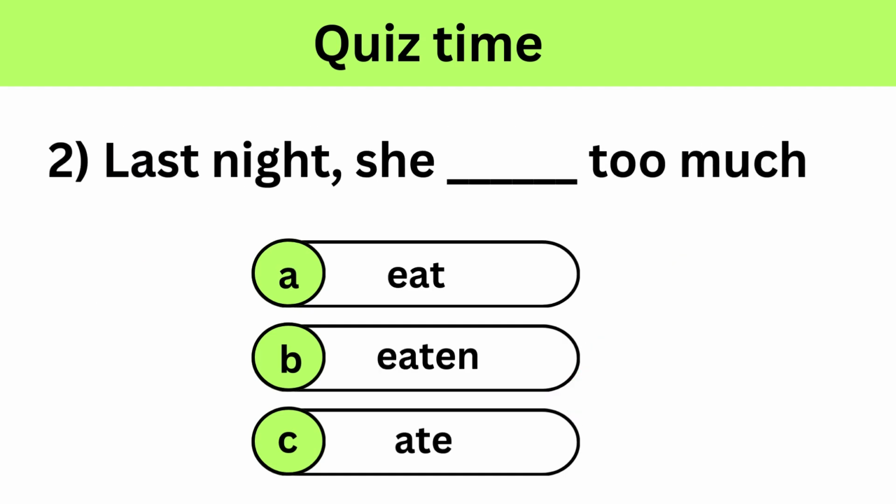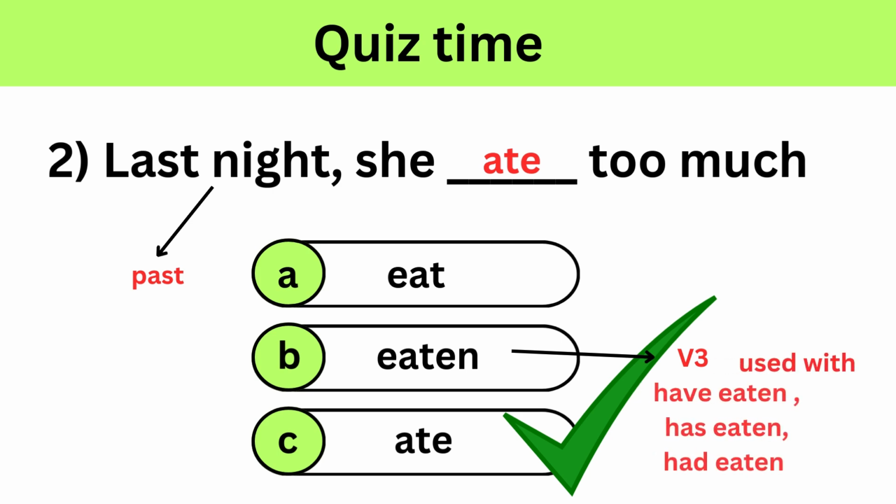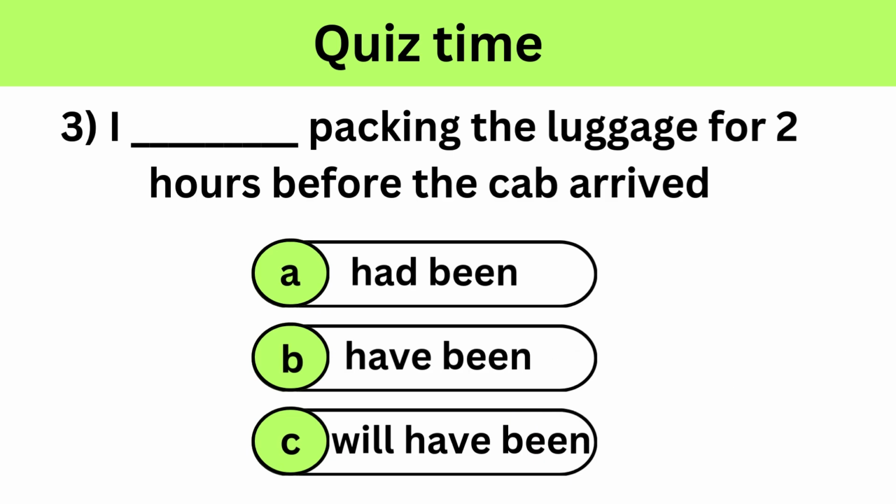Question number 2. Last night she dash too much. Option C: ate. Last night she ate too much. Here we use "ate" because "last night" indicates a specific time in the past. "Eaten" is the past participle form of eat and is used with auxiliary verbs like "have" or "had" to form perfect tenses.